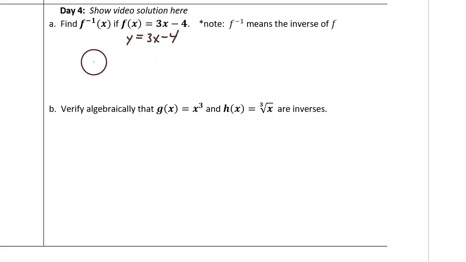Next, we're going to apply the definition of inverse. To create an inverse, you switch the positions of x and y. So the equation becomes x equals 3y minus 4.